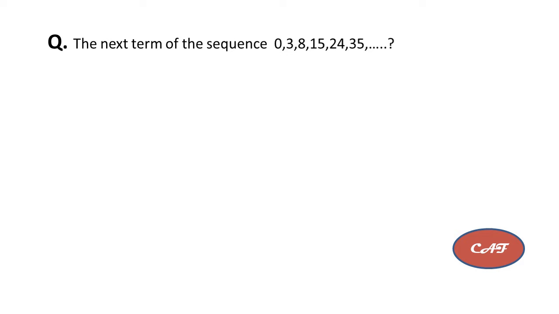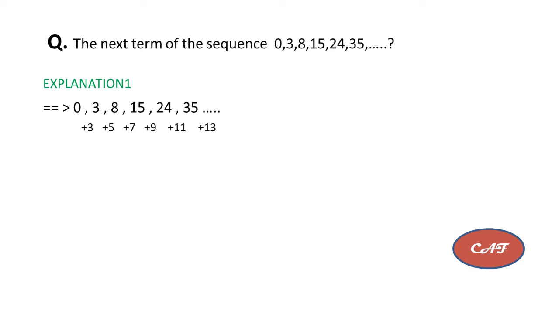First question. The next term of the sequence 0, 3, 8, 15, 24, 35 and dash dash. Here they gave a sequence, and in this question they are asking which number will come after 35. First of all, while seeing the question we have to see in which format it is.